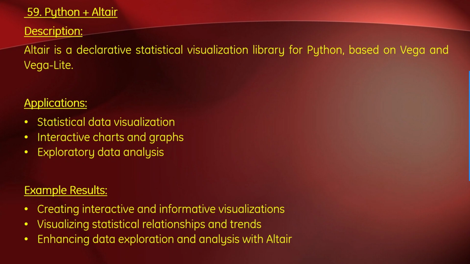Moving to the final one, which is Python plus Altair. Altair is a declarative statistical visualization library for Python based on Vega and Vega-Lite. Applications here include static data visualization, interactive charts and graphs, and exploratory data analysis. Examples where Altair is used are creating interactive and informative visualizations, visualizing statistical relationships and trends, and enhancing data exploration and analysis with Altair.